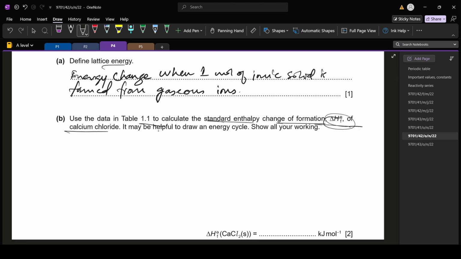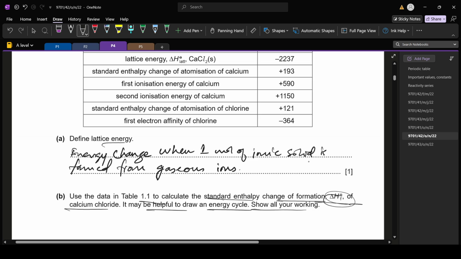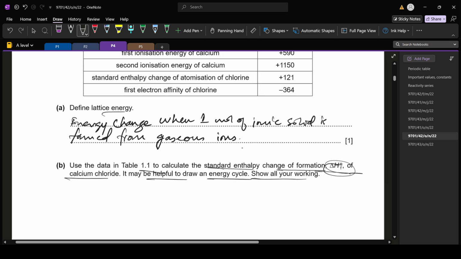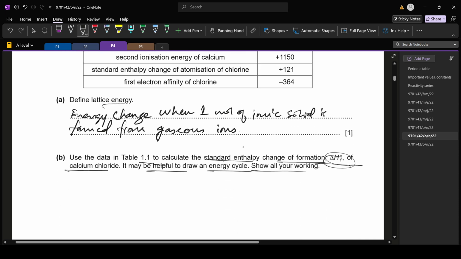calcium chloride. It may be helpful to draw an energy cycle. So you're all working. Now in this question, you first have to remember the definition of the standard enthalpy change of formation. It is the enthalpy change when one mole of ionic solid is formed from its elements in standard states. So what will be the standard enthalpy of formation of calcium chloride?